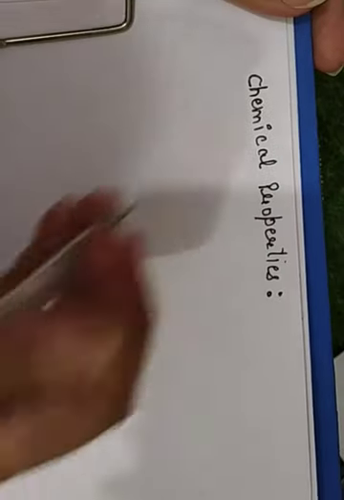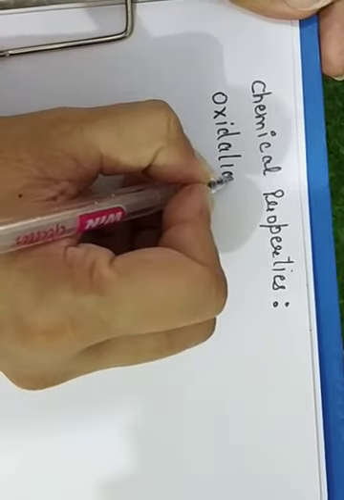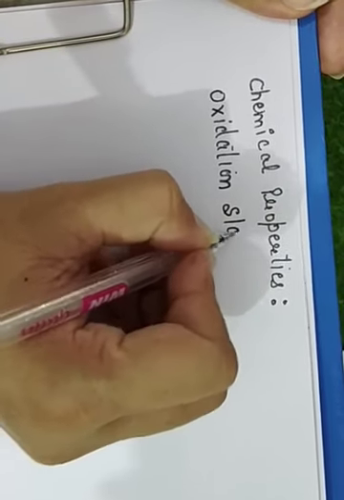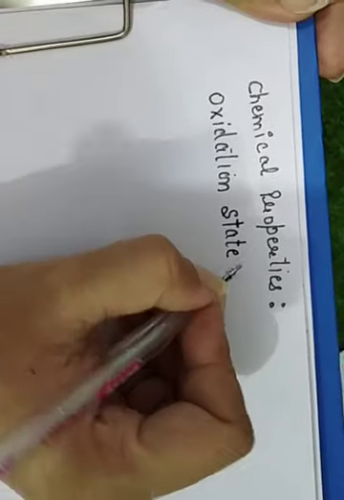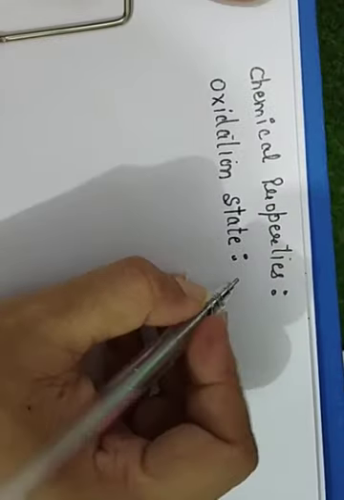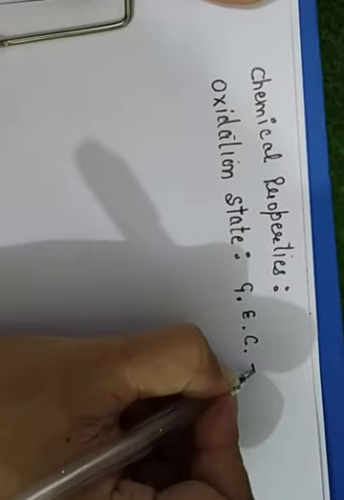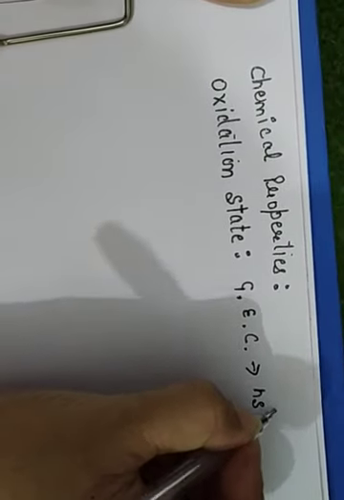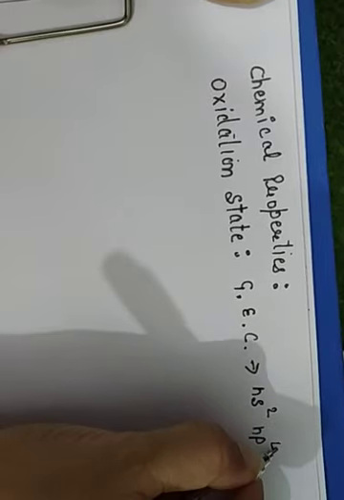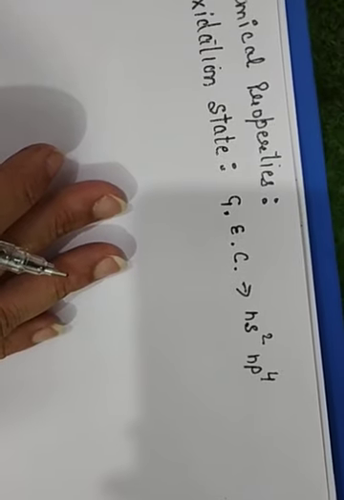Before discussing the reactions of group number 16 elements, first of all focus on their oxidation states, in which oxidation state they form stable compounds. So here, the general electronic configuration for group number 16 elements is ns2np4, isn't it?